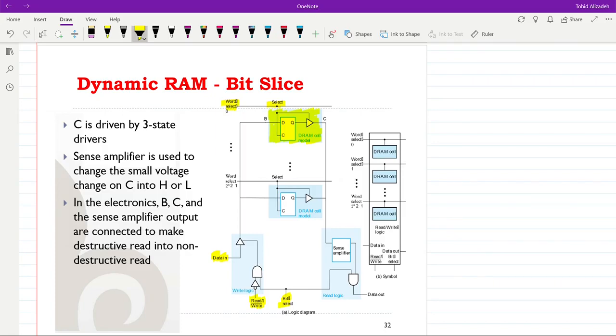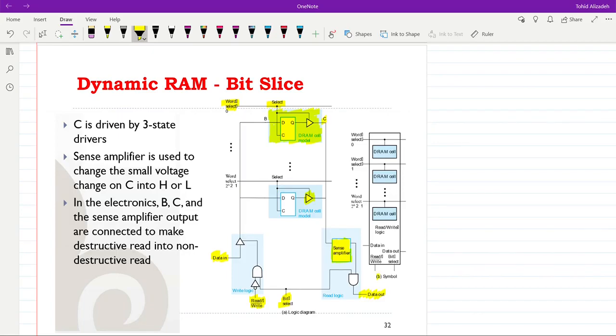The output of the dynamic RAM cells are connected to each other using the three-state buffer, which is done in a similar way. And then the data out is also taken in kind of similar way, apart from the fact that here we have the sense amplifier, which is used to amplify indeed the small changes that we have at C into 0 or 1.